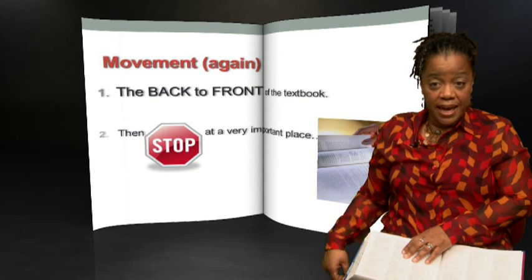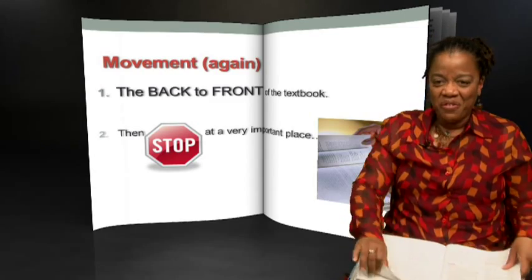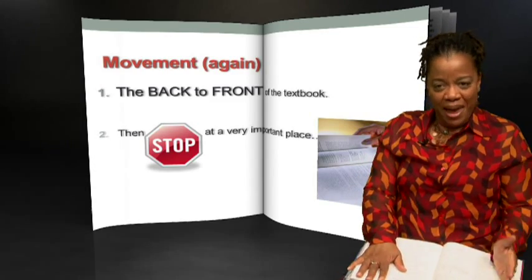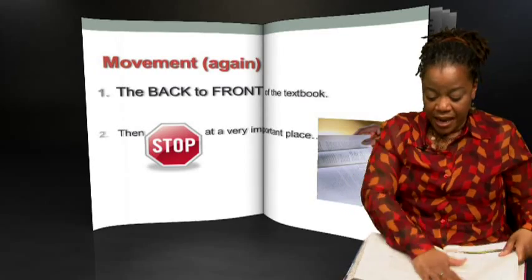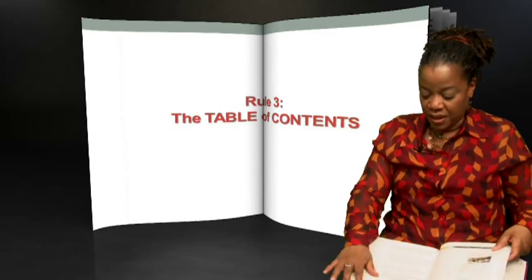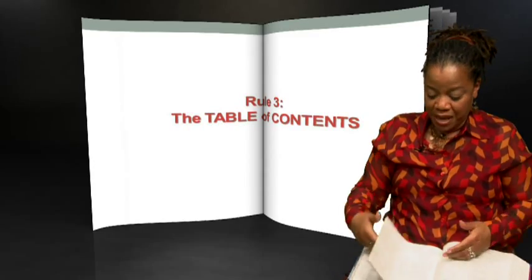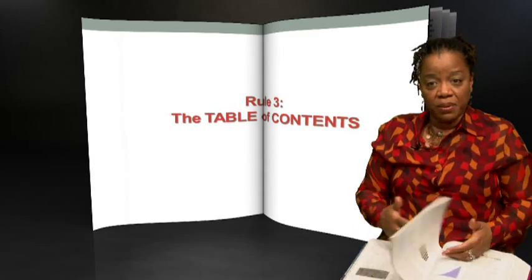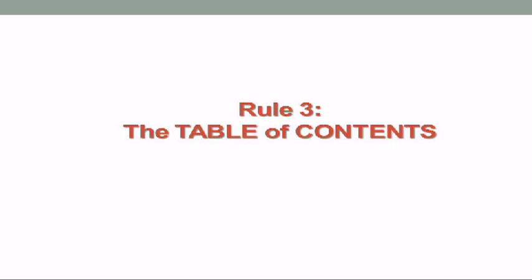Next, you're going to move again. You're not done. You're going to flatten out pages. You're going to move from the back of the textbook to the front. And you probably already guessed where we're going to stop at another important place where you get the same information, but it's the table of contents. When you get to the front, for those of you with a textbook that has an exhaustive table of contents, please stop at that one.